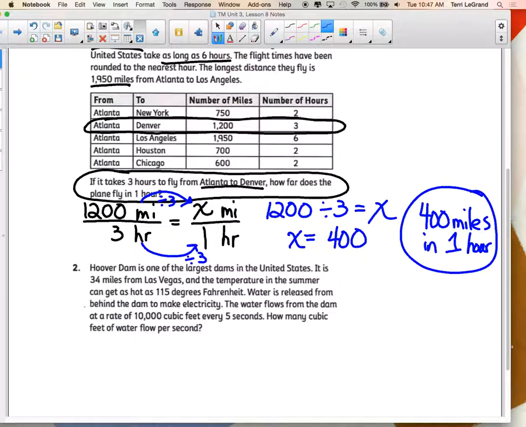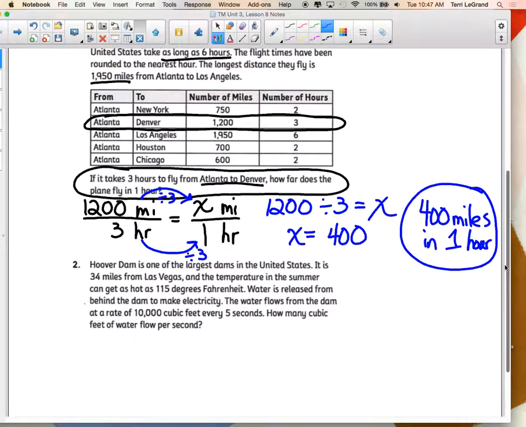Can anybody else tell me what else that tells us? Because that's called a rate. Can anybody else tell me what information that gives us? Sylvia? So it gives us how fast the plane is traveling, doesn't it? 400 miles per hour. The plane is flying at a speed of 400 miles per hour because we have it as a rate, miles, hours, and it's per 1 hour. So this also tells us how fast the plane is going.